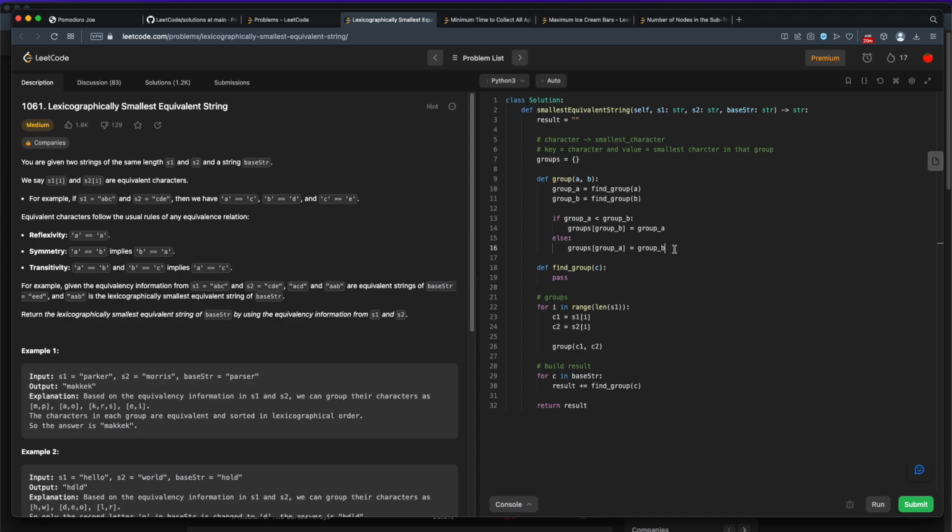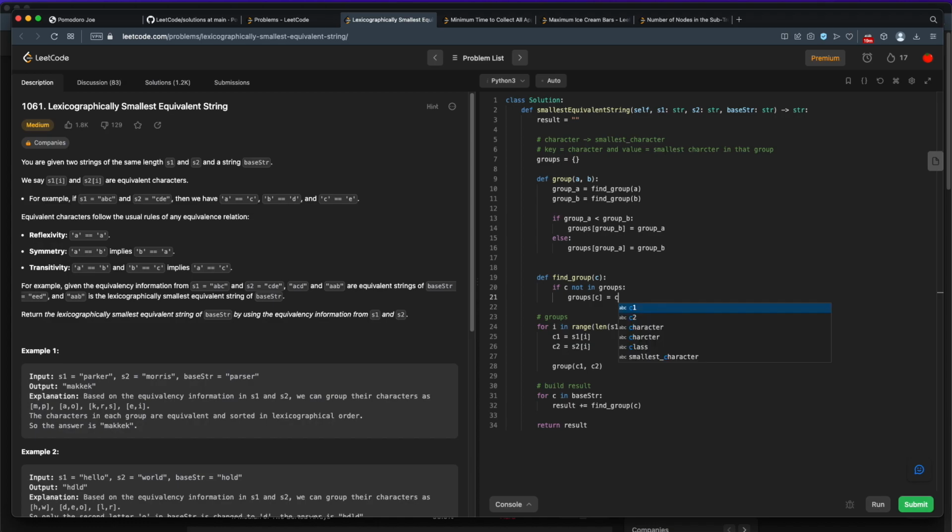Okay, so that handles our grouping. Now we have to go to our finding. How do we find these characters? Well, let's see if the character is even in the dictionary. If C is not in our groups, we don't actually have a group yet. Well, then let's create some group for our C. And what do we set it to? Well, this is the only character in this group, so this whole group is identified by this character.